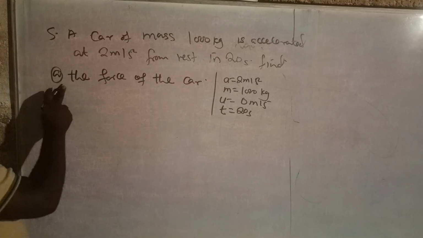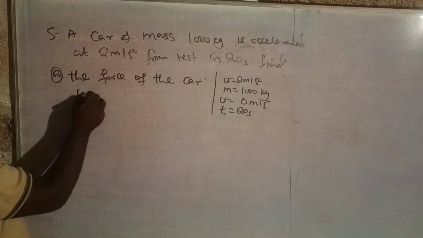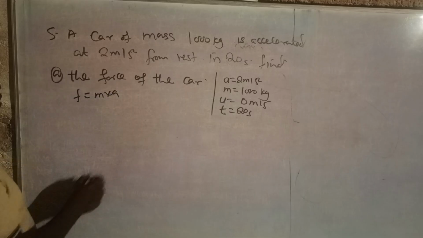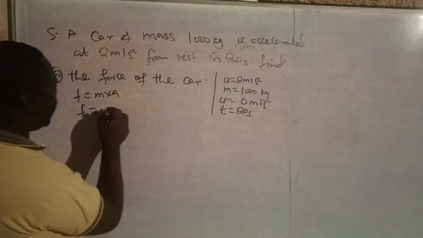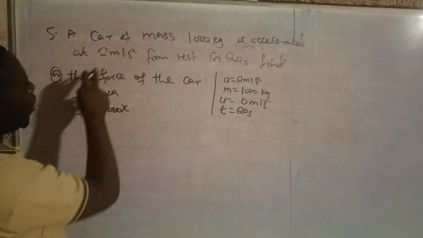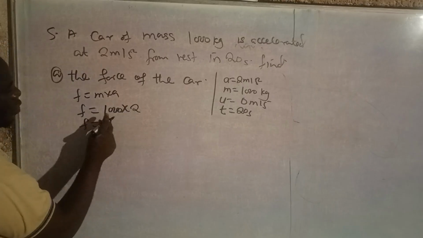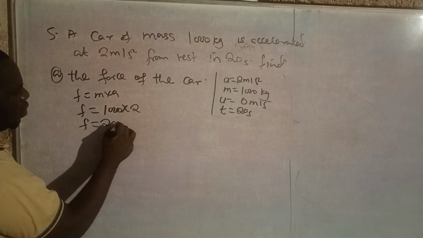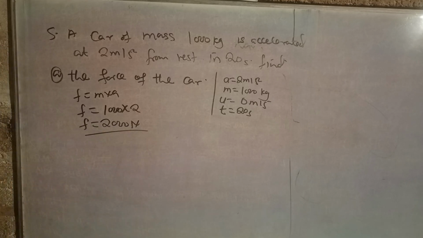Now question A is saying find the force of the car. You know that force is equal to mass times acceleration. So force is equal to our mass, 1,000, times acceleration, 2. So force will be 2,000 newtons. This will be our force.